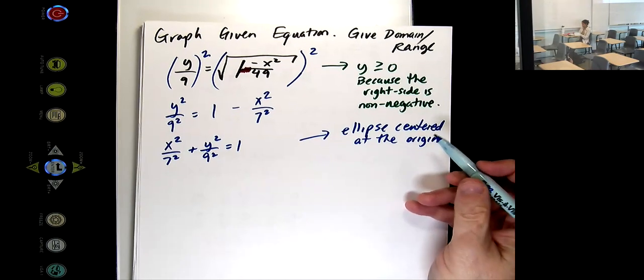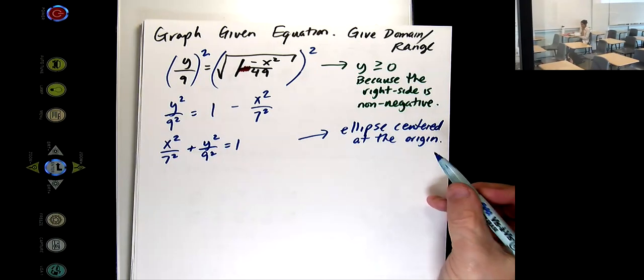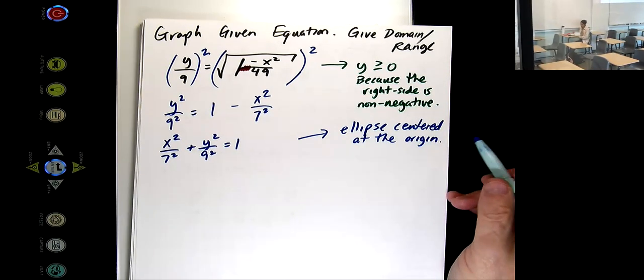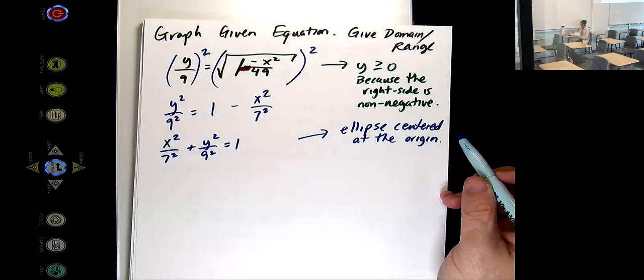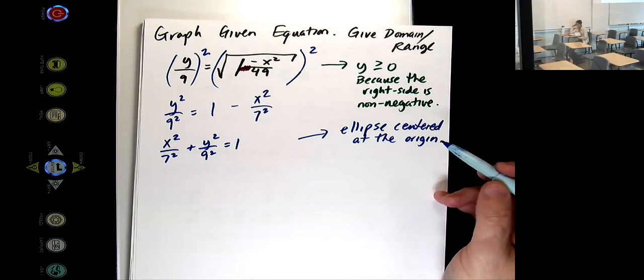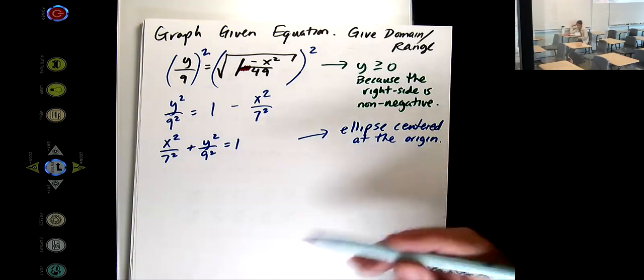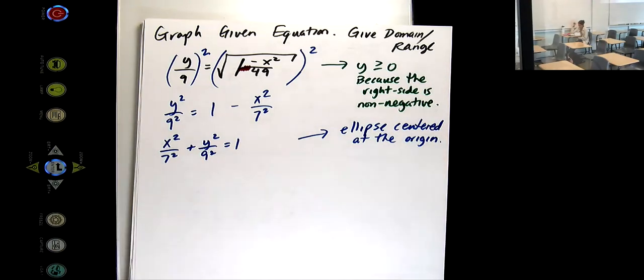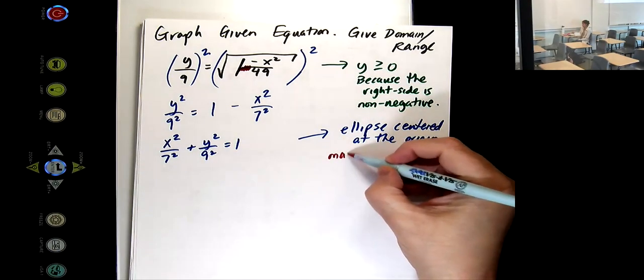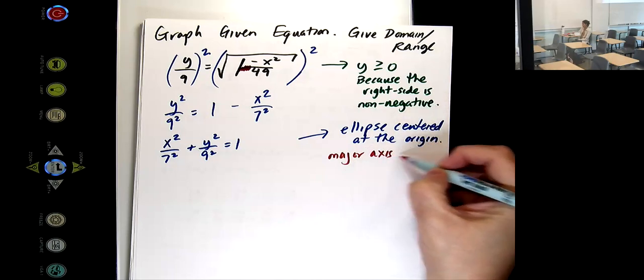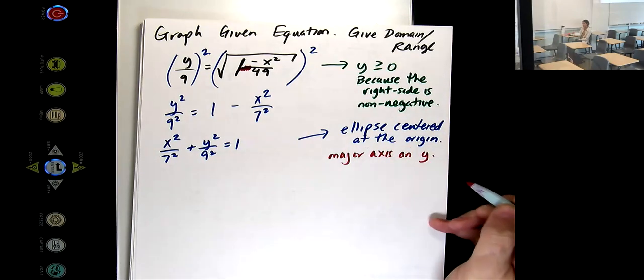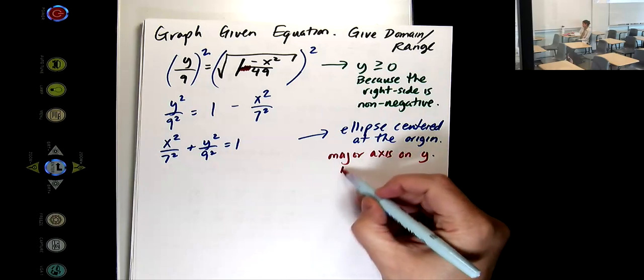And which axis has the major axis? X or Y? Y, yes. So the major axis is along Y, which means that's where our foci will be.